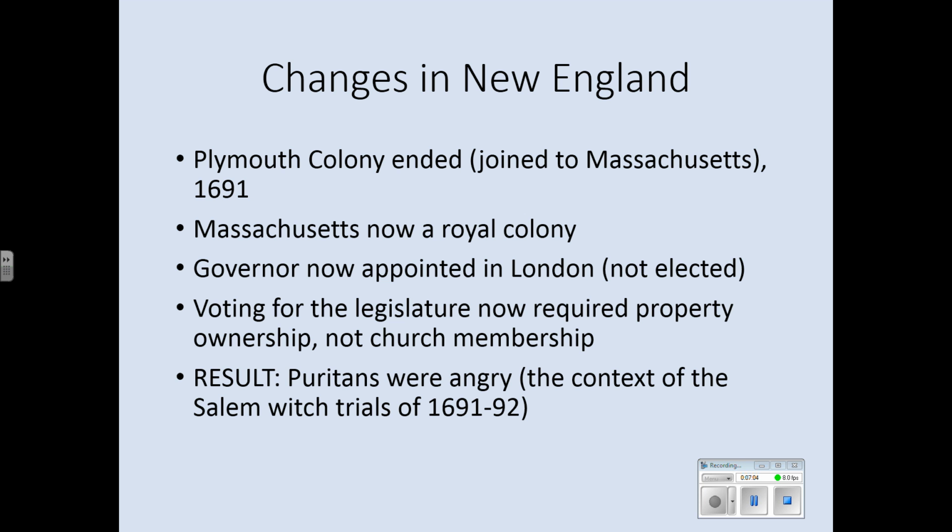Now, voting for the legislature now required property ownership, not church membership. So they're saying you have to have some money, some property to vote, but we don't care if you're a member of the church. Well, you can imagine how upset the Puritans were at this. They had set up this system in which they would dominate and their religion would be the religion of the colony, but now that was not true anymore. And that forms a big part of the context of the infamous Salem witch trials of 1691 and 92.